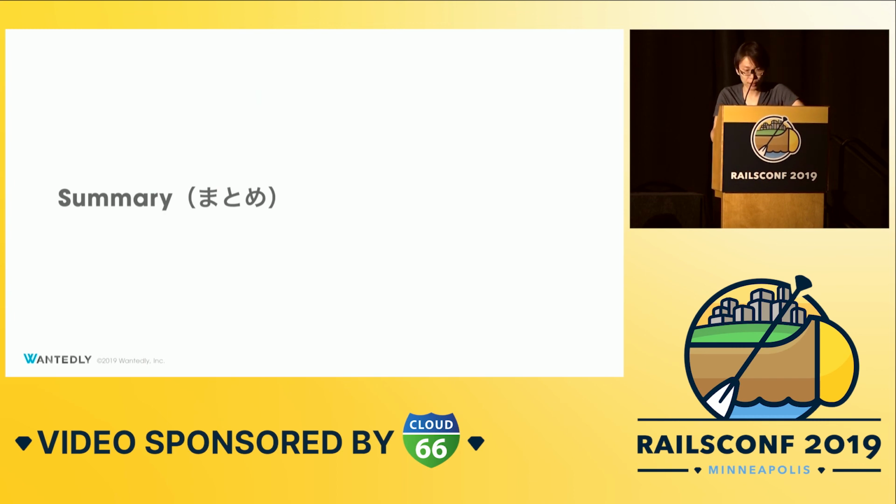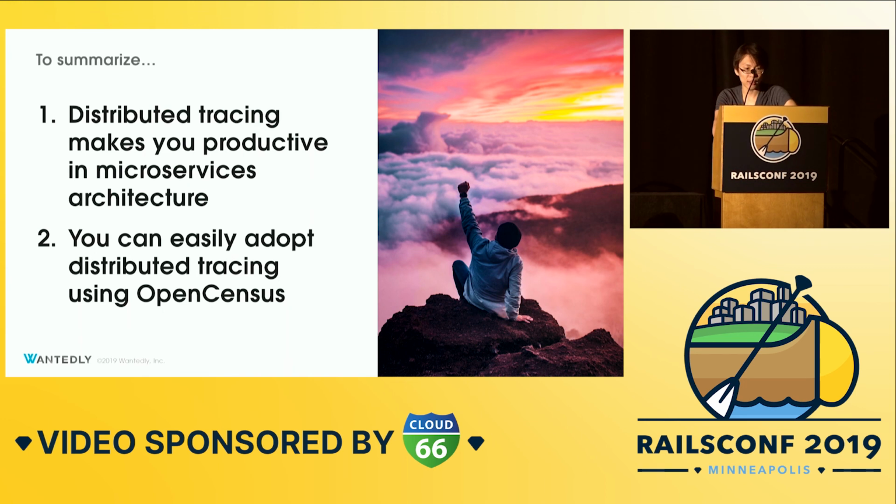Okay, so let's wrap up. To summarize, you now know what distributed tracing is and how it helps you solve the problems in microservice architectures, and it gives you deep insight into your complicated distributed system. And you can start using it. You can start using distributed tracing today with OpenCensus. It's really, really easy, like I showed you.